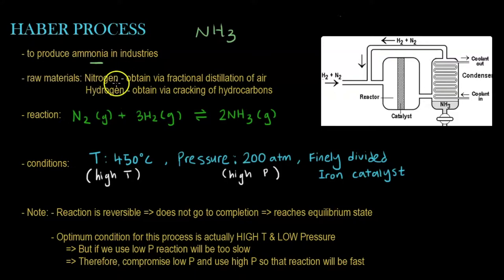So how do we obtain nitrogen? It's really from air. We can just take it from air, but we have to do fractional distillation, which means to separate the different components of air to give us nitrogen. To get hydrogen, it can also be obtained in air, but it's lesser in amount compared to nitrogen. So a more reliable way to obtain hydrogen is by cracking of hydrocarbons.